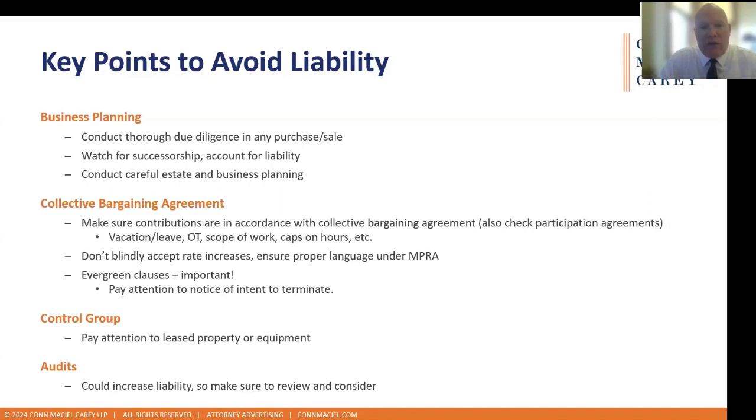Things that you can check on are whether you owe pension contributions for vacation or when somebody's on leave. Do you owe contributions for overtime? Or is the work being performed within the scope of work that's set forth in the collective bargaining agreement? I've had cases where you come to find out that they've been making contributions that they really didn't owe. And guess what? The pension fund is probably not going to point that out to you. And they may even suggest the opposite, and then use it to your detriment for withdrawal liability too.